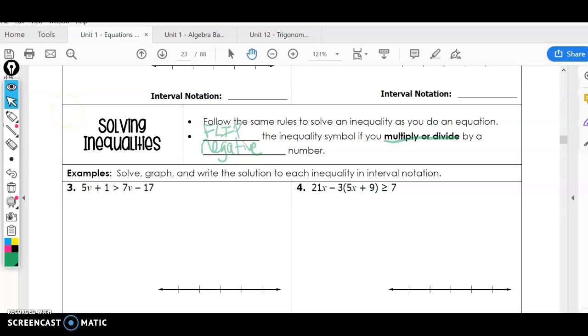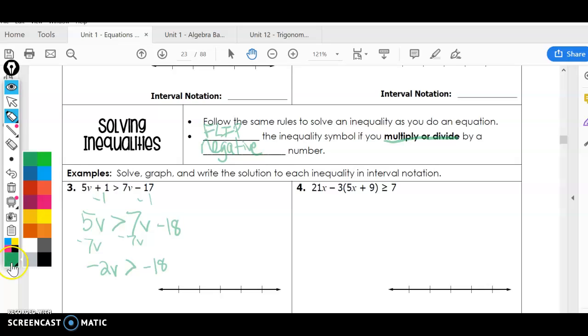Let's do number 3, solving for v. Just like a normal equation, we would move the constant over. So we're left with 5v greater than 7v minus 18. We would move the variable term over. So we're left with negative 2v is greater than negative 18. Again, we didn't do any multiplication or division by a negative, so no reason to flip the sign yet.